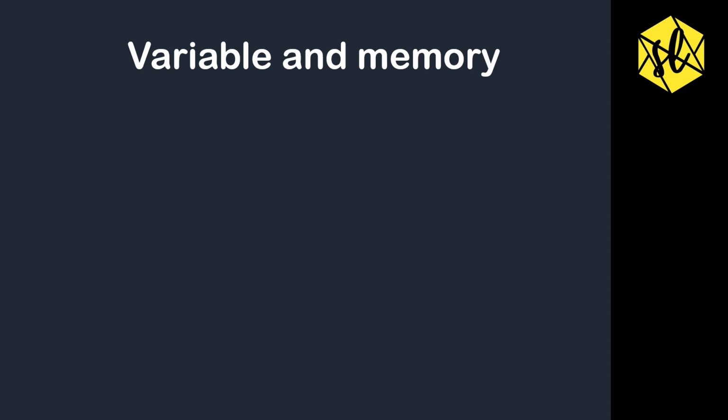So basically, what is variable and what is memory? Variables are the blocks in which we can store values. We can store any type of value. It can be integer type, character type, or string type. And what is memory? Memory is basically the place in which the variables are stored.